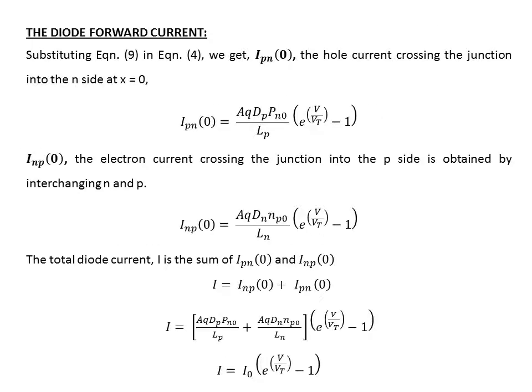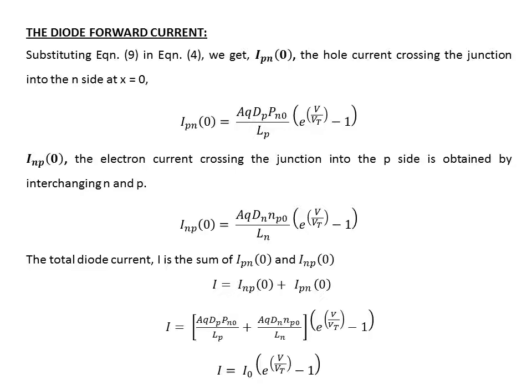The diode forward current: by substituting equation 9 in equation 4, we can obtain the hole current in the N side at x = 0. Ipn(0) is given by A·Q·Dp·Pn0/Lp · (e^(V/Vt) − 1). Inp(0), the electron current crossing the junction into the P side, is obtained by interchanging N and P. Inp(0) is given by A·Q·Dn·Np0/Ln · (e^(V/Vt) − 1).